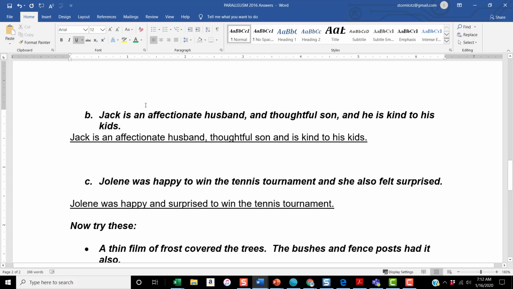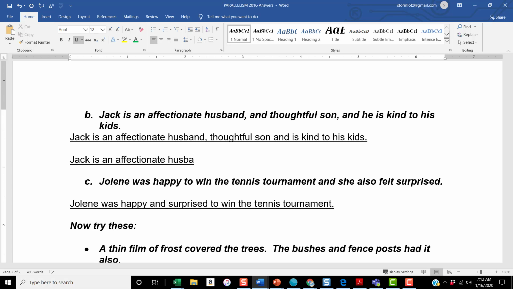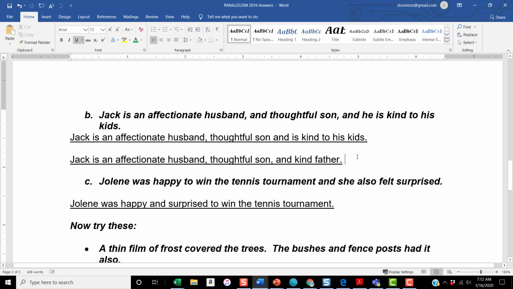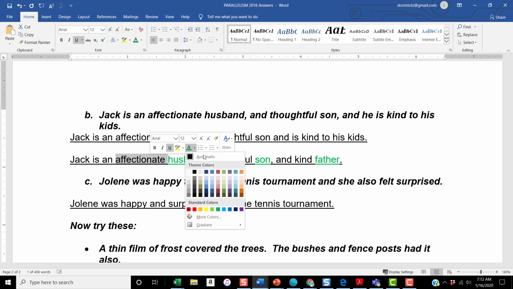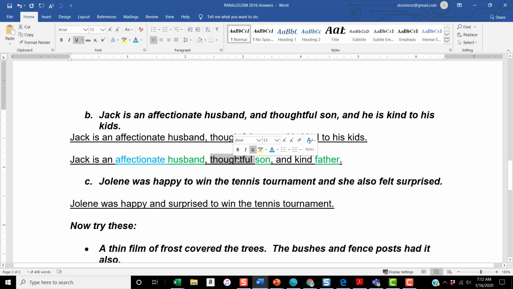So affectionate husband, thoughtful son. So then we need another adjective and another noun to show who Jack is. So Jack is... and kind father. And it says the same thing, it just says it a little bit differently. Kind to his kids, kind father. And now that keeps the whole noun, noun, noun, adjective, adjective, adjective. And that's all we're doing with parallel structure.